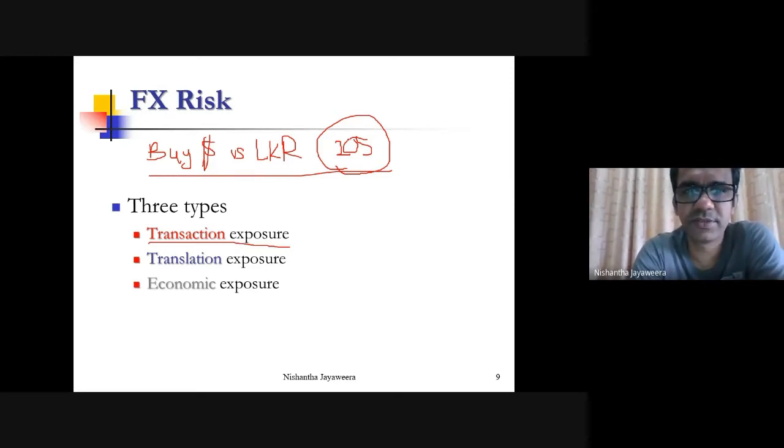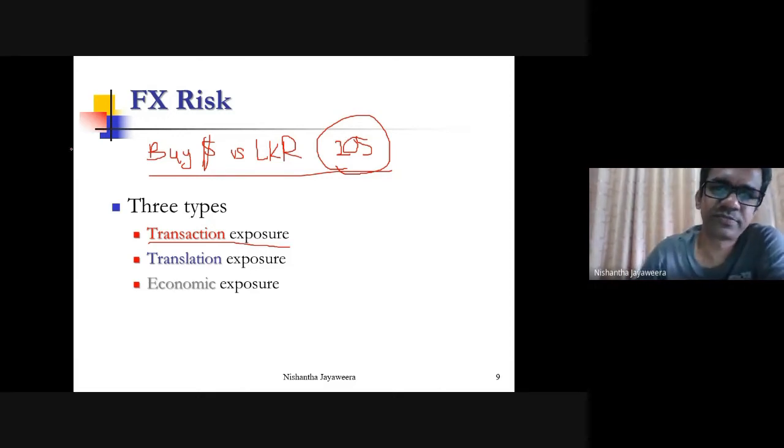So there's no transaction exposure in that case. Whenever you enter into a foreign exchange transaction, there's no transaction exposure, because you know exactly what your cost or income, your cash inflow or cash outflow, is. It is not the transaction exposure.